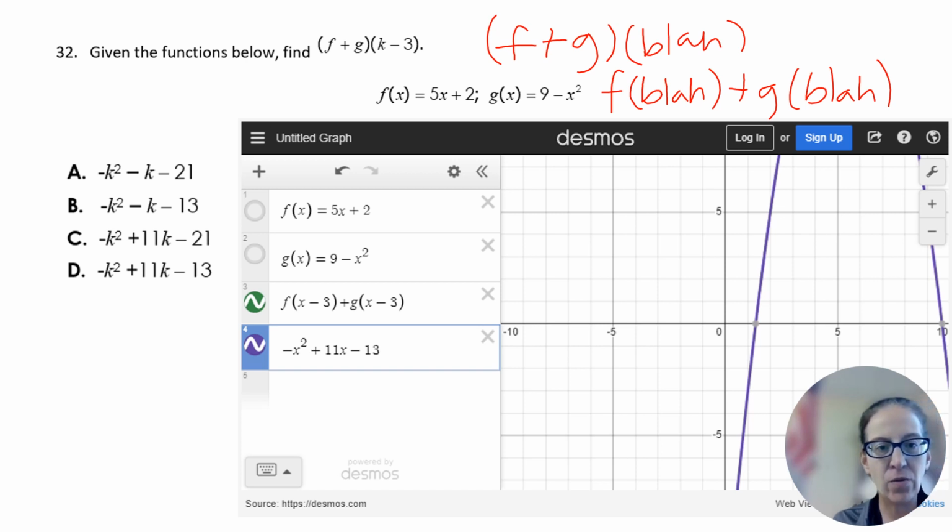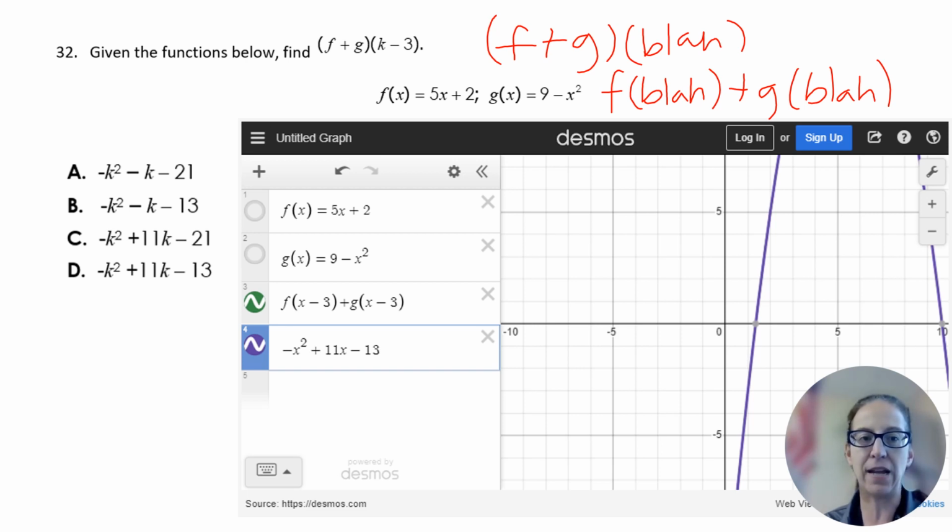So I thought, well, what about doing f of x plus f of x minus 3 plus g of x minus 3. Okay, now that gives me the green graph there. So what I want to know is which one of these answer choices matches the green graph.